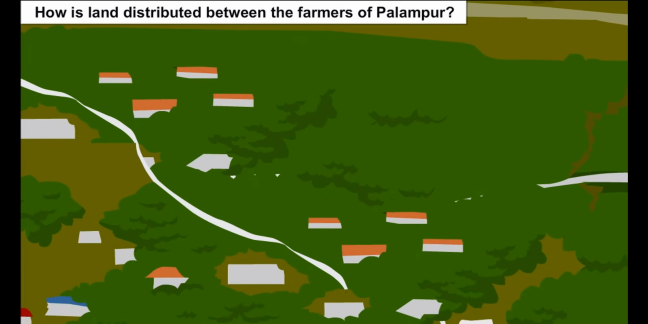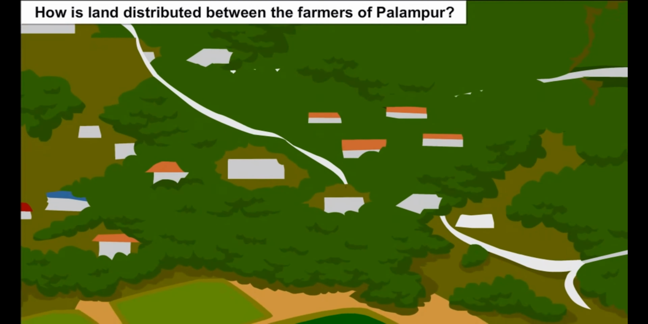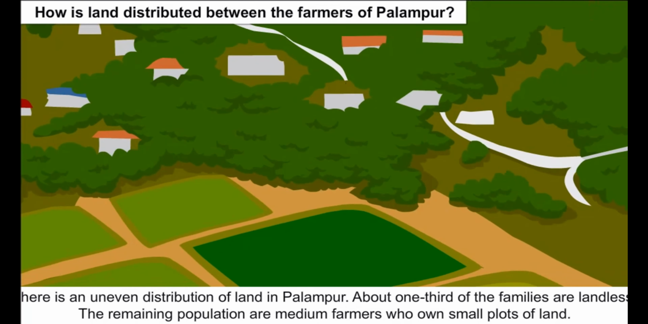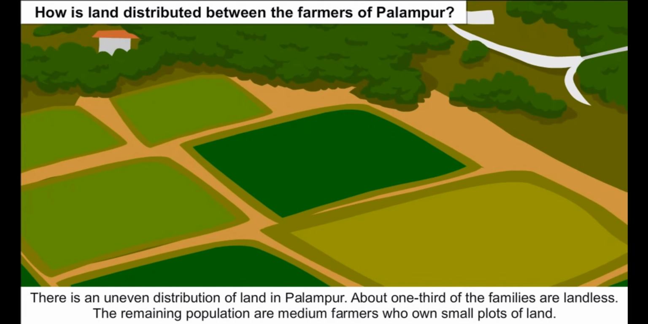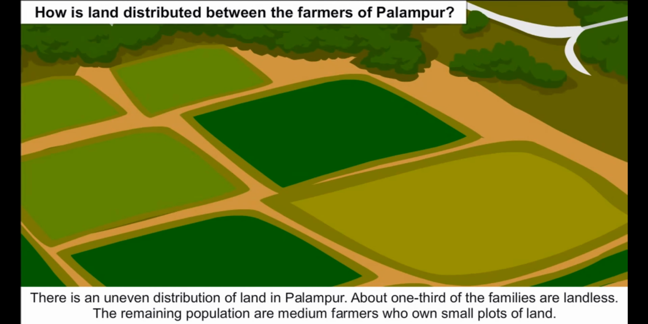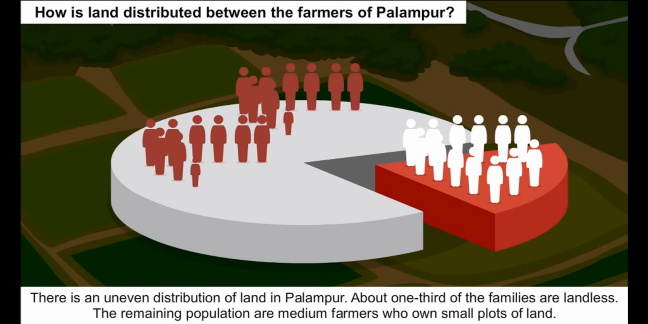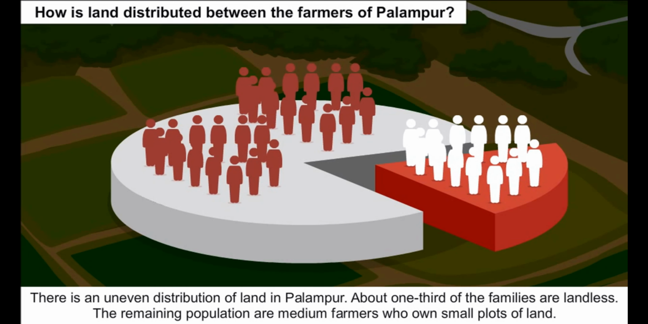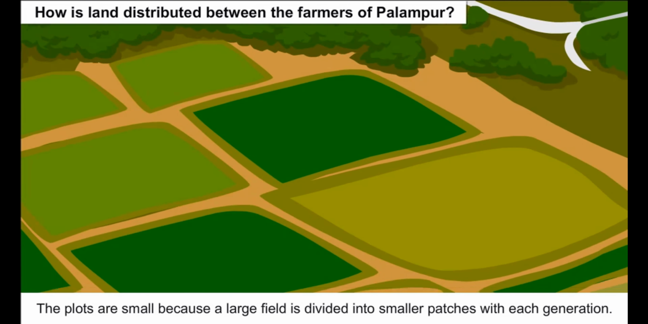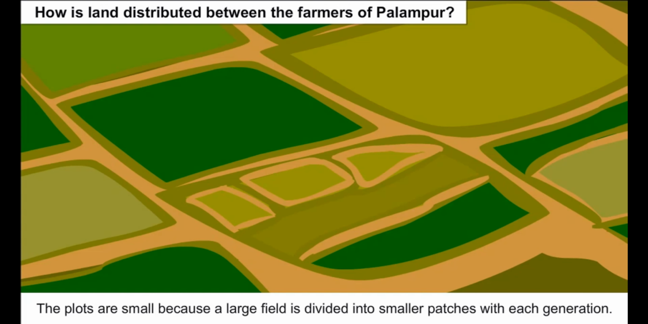How is land distributed between the farmers of Palampur? There is an uneven distribution of land in Palampur. About one-third of the families are landless. The remaining population are medium farmers who own small plots of land. The plots are small because a large field is divided into smaller patches with each generation.